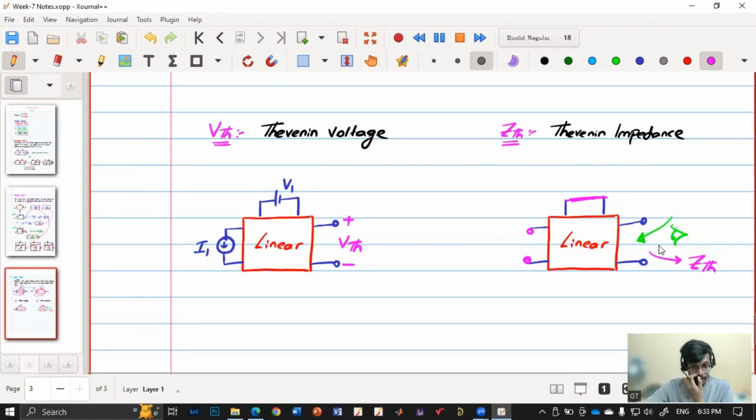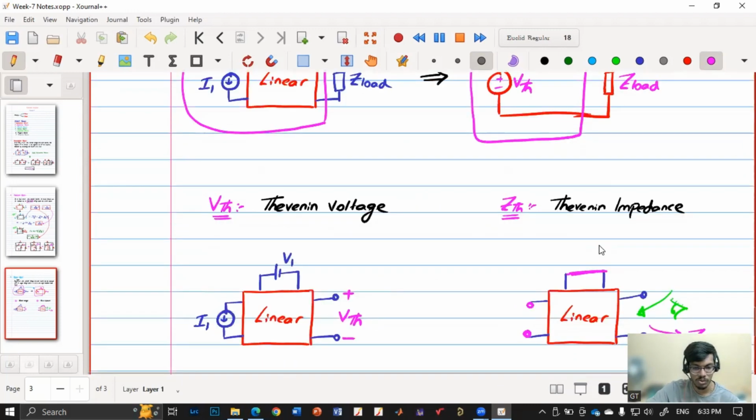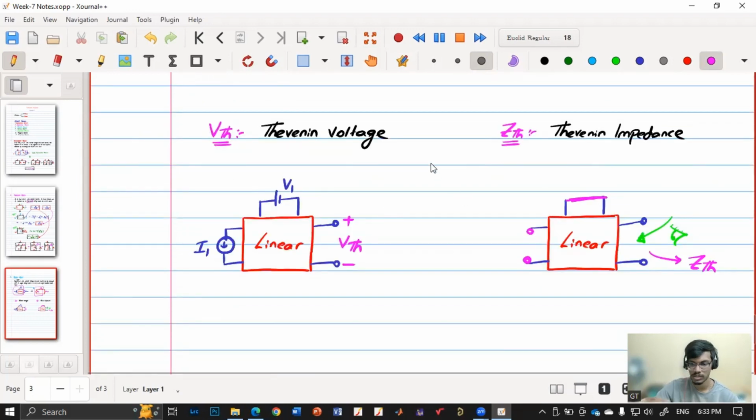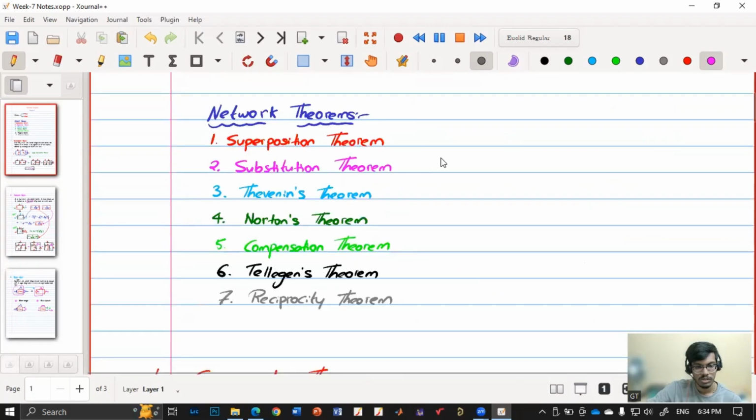Is this clear until this point, the terminology and how this theorem works? We'll solve a few problems, then you will be able to understand how to get this. But the basic nomenclature, what is Thevenin voltage and impedance, and the proof, I'm not sure whether I can cover it today or not. If we get time, we'll definitely look into it. If you have any queries, you may ask. Otherwise we'll go to Norton's theorem.